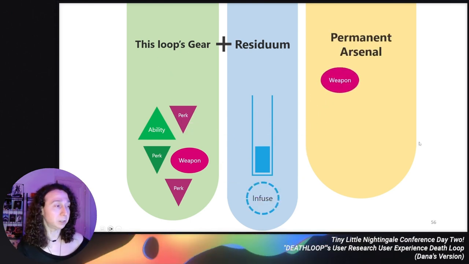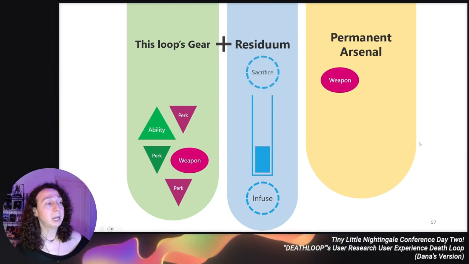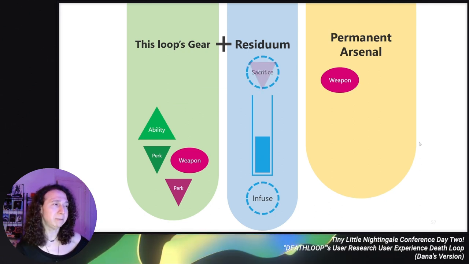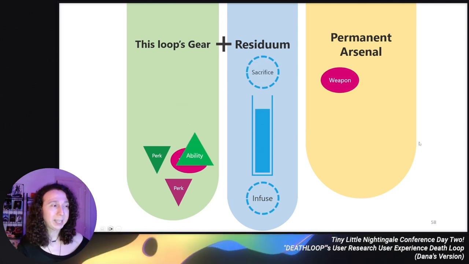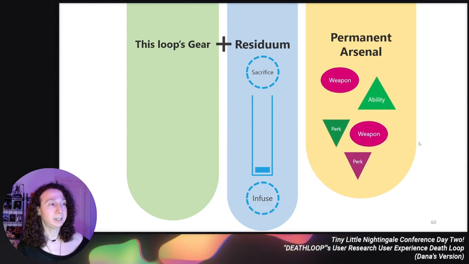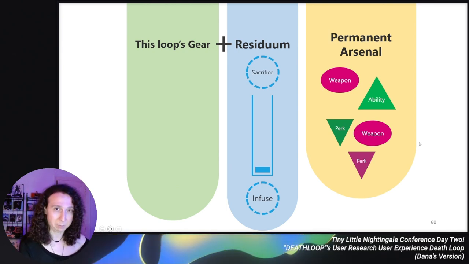Now it's part of your personal arsenal. The residuum is also lost when the day loops, but we can sacrifice our gear as well to gain more. So we can infuse more things per loop. And as you play, you can eventually infuse everything, and you can build out quite a substantial permanent arsenal and become quite powerful.